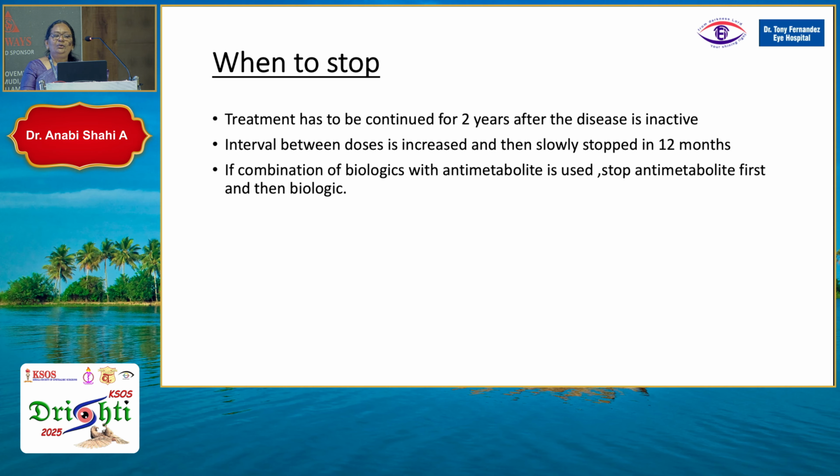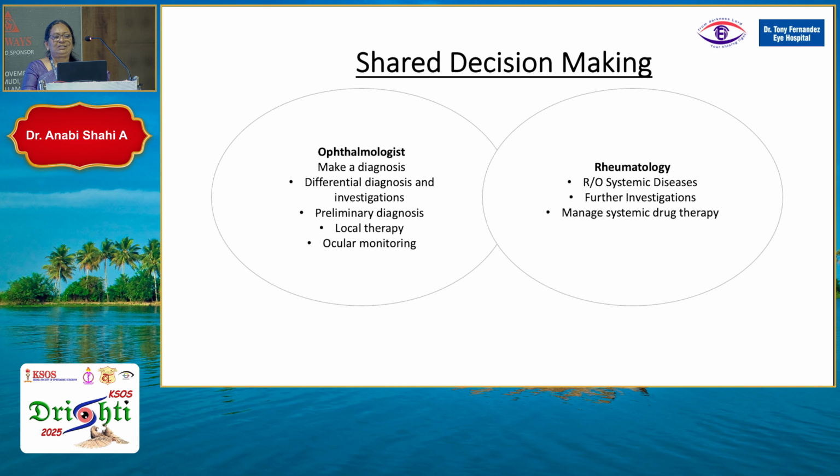Treatment has to be continued for 2 years after the disease is inactive, and the interval between the doses is increased and then slowly stopped in 12 months. Suppose the patient is on combination with the anti-metabolite, then we have to stop the anti-metabolite first and then the biologic. So it is a shared decision making.